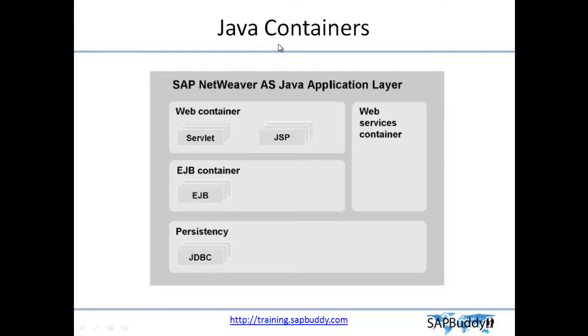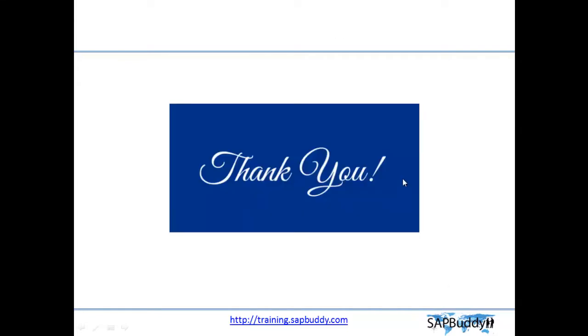And you can see here the Java container, which we have seen previously in the SAP NetWeaver application server. In the application layer, we have the web container and the EJB container, the Java Bean, and the database connector, that is the JDBC, and you also have the web services container.